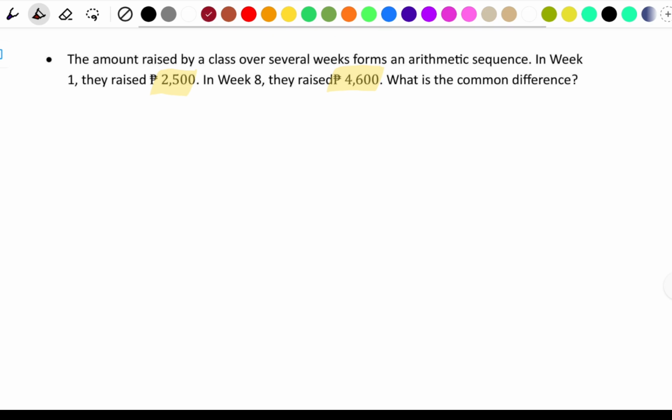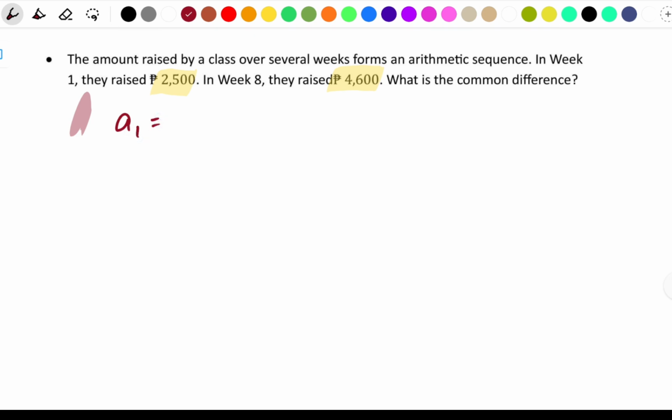So let us write the given here. Week 1, they raised 2,500. So A sub 1 is 2,500. In week 8, they raised 4,600. So that's A sub 8, 4,600. And the question is the common difference. What is the common difference?